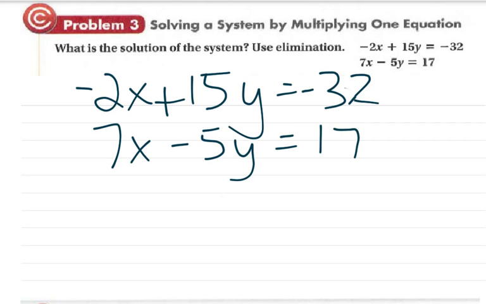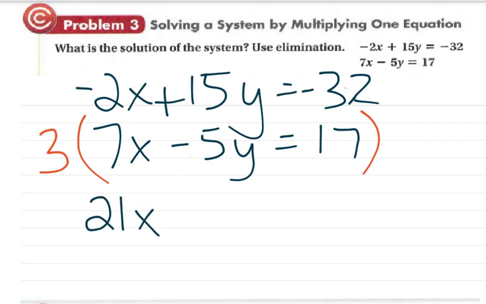So we're going to multiply the second equation by 3. Not by negative 3, because it's already a negative. I needed it to be negative, so the way it is now is good. But I need it to be negative 15, not negative 5. So when I multiply, I'm going to get 21x minus 15y equals 51. Okay, so now the equations that I have are good.